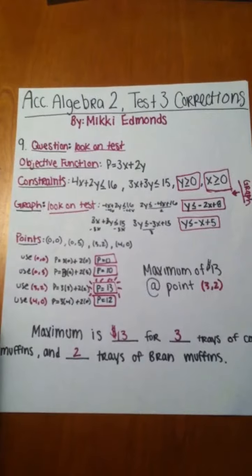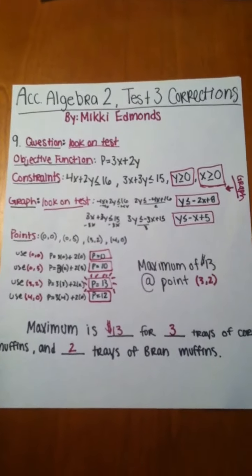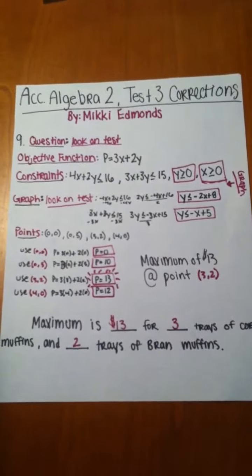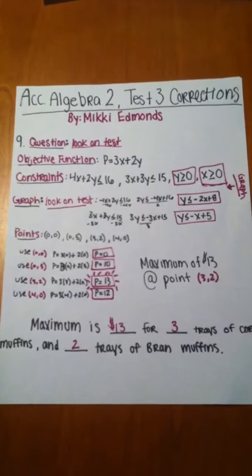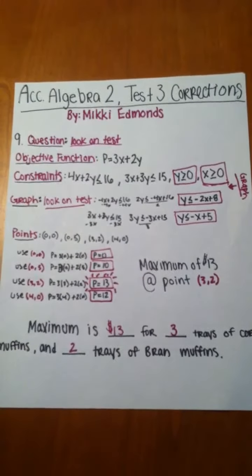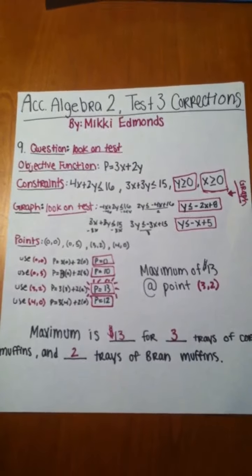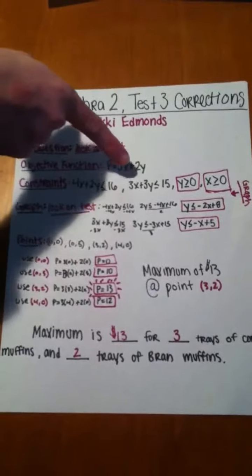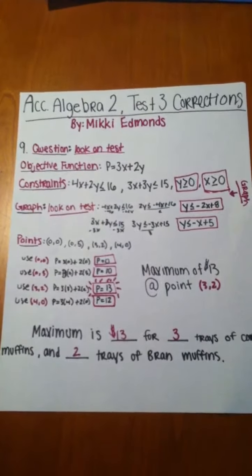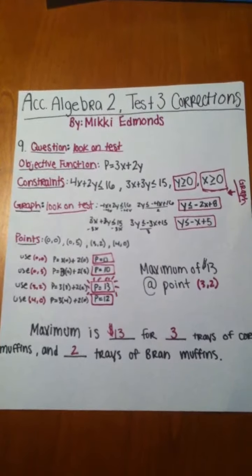16. Then you have to make a constraint for the amount of flour, and there's 3 cups in each type of muffin. So you have 3X plus 3Y is less than or equal to the total amount of flour, 15 cups. So you have 3X plus 3Y is less than or equal to 15. And then X and Y both have to be greater than 0.